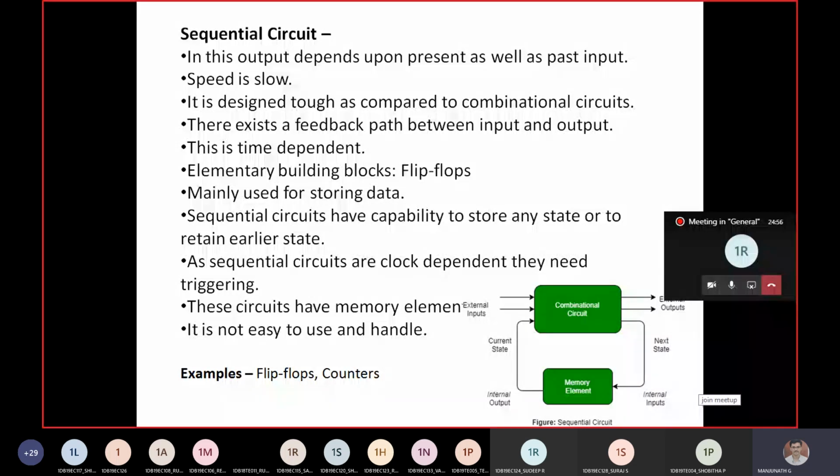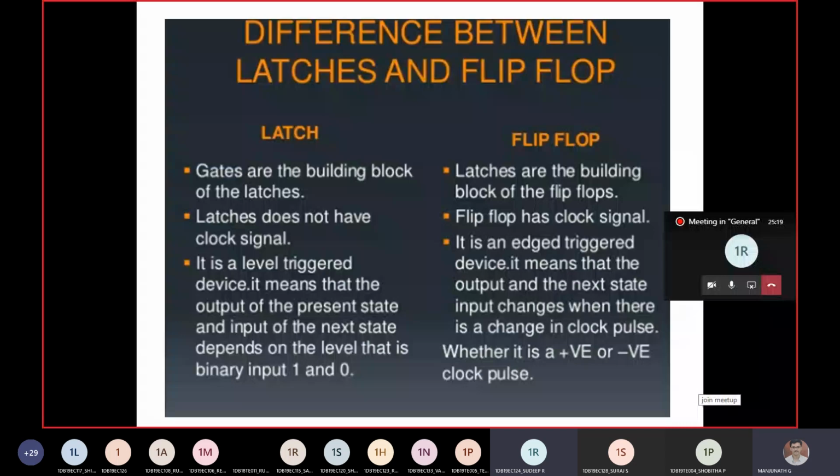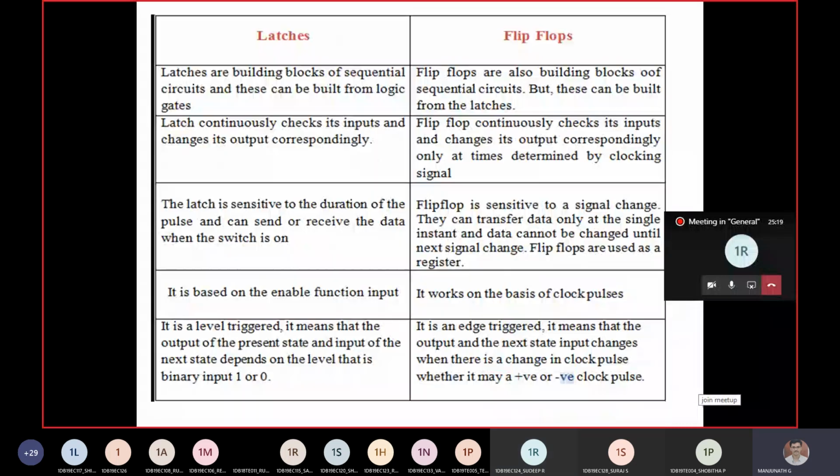So is it fine till here? Everyone, is it fine? Yes, sir. So we'll proceed. Check if this slide is visible. I have given the difference of latches. These are the two things you're going to learn. Is it visible here? The latches and flip-flop slide? Yes, sir.